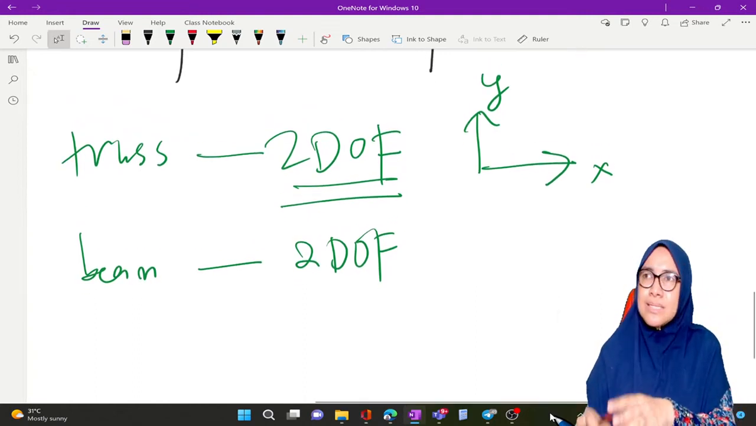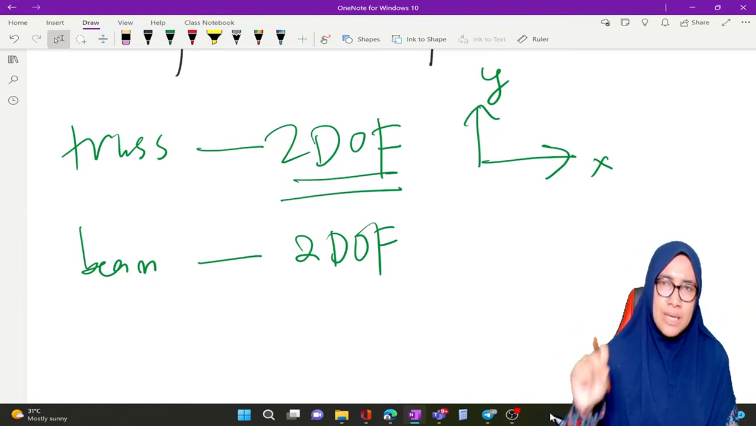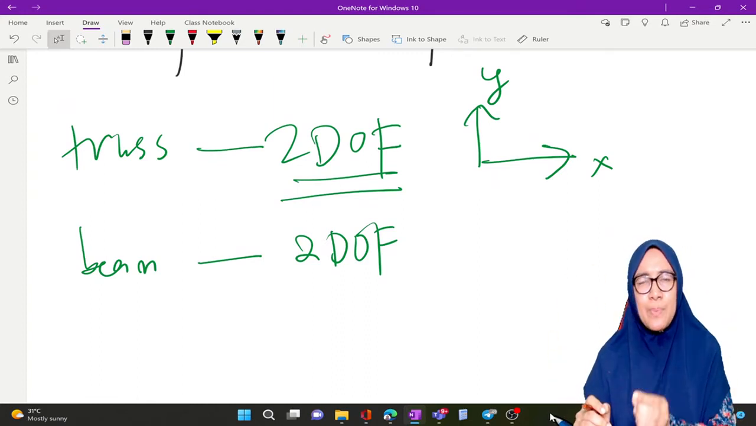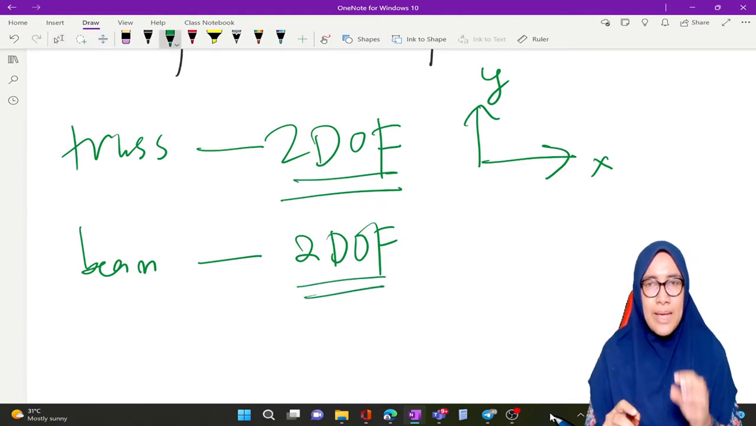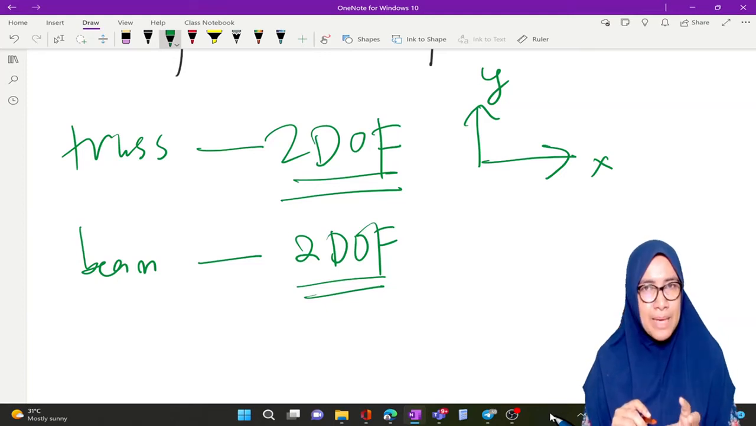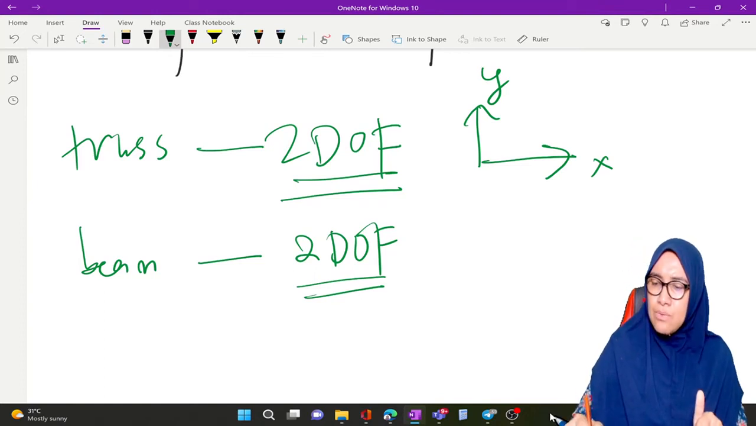And this will be the sign convention for truss in the direction that I draw here: X in the right direction, Y in upward direction. This will be the sign convention. Okay, for beam. Beam has 2 degrees of freedom as well. But the degrees of freedom in beam, we only count in Y direction and in Z direction.